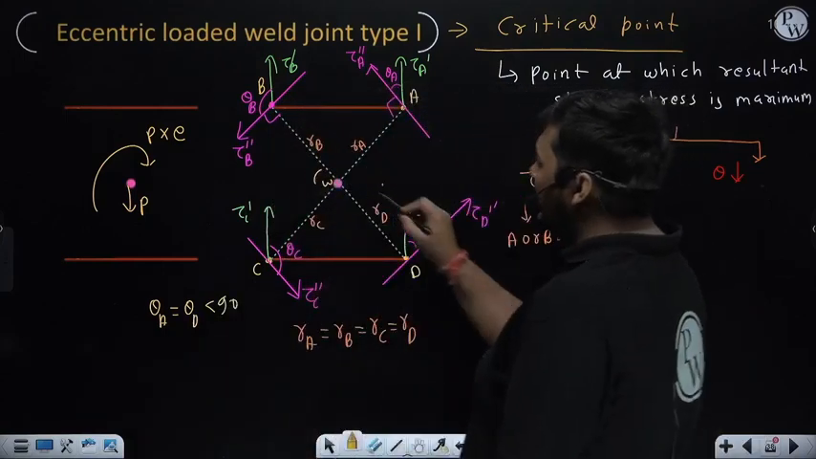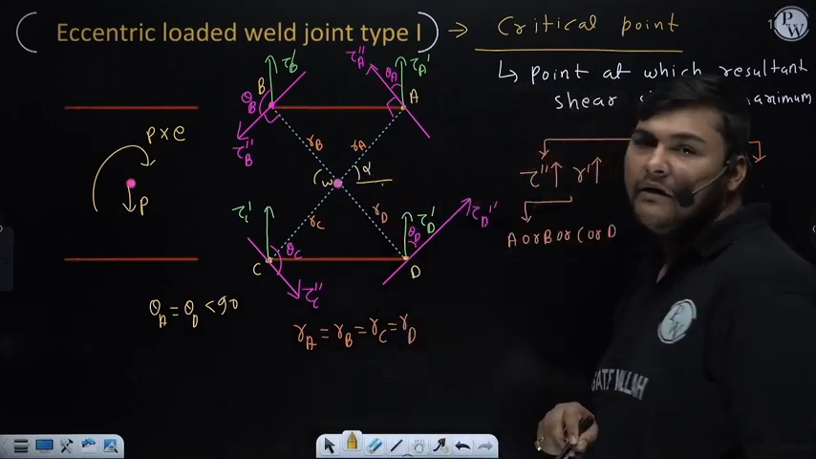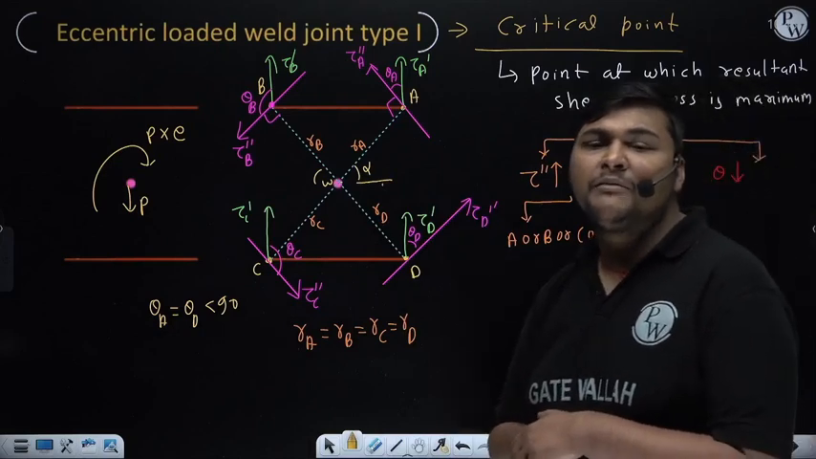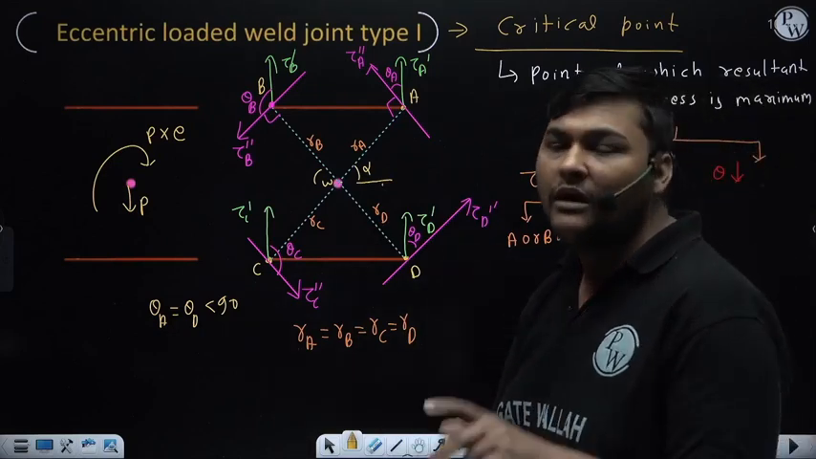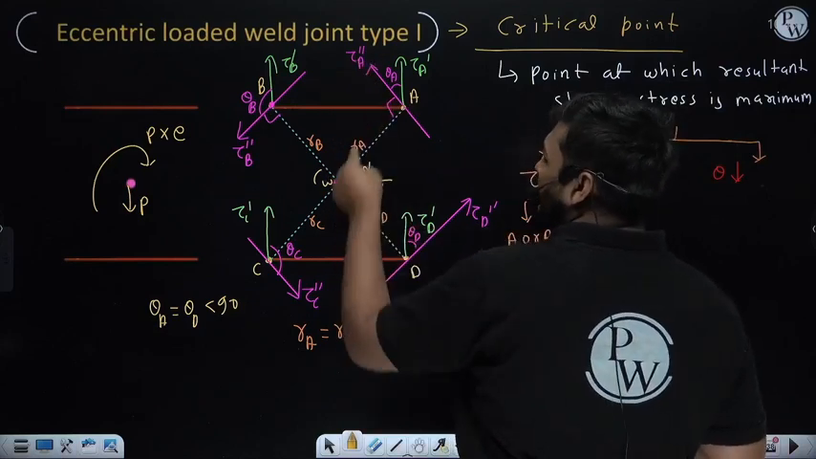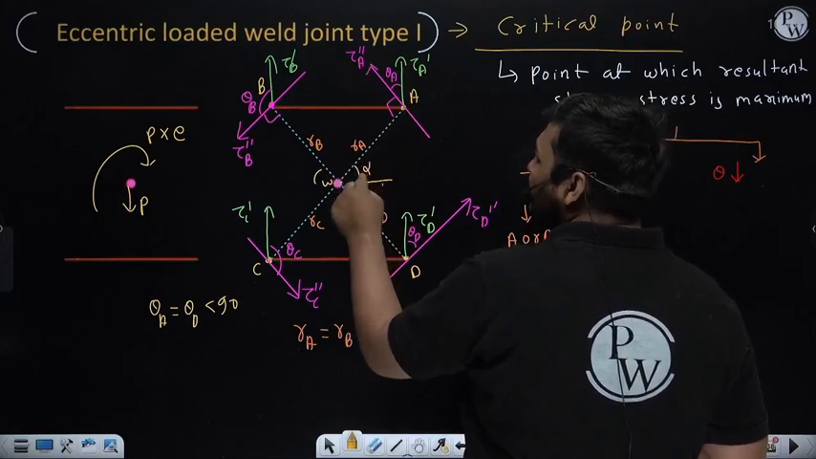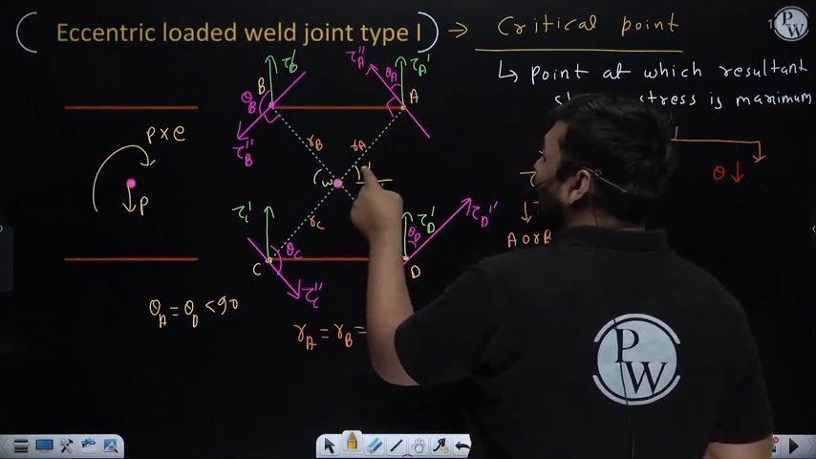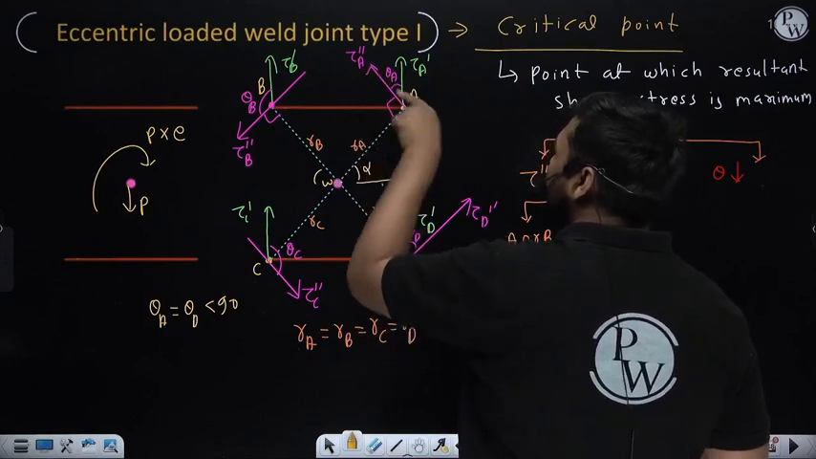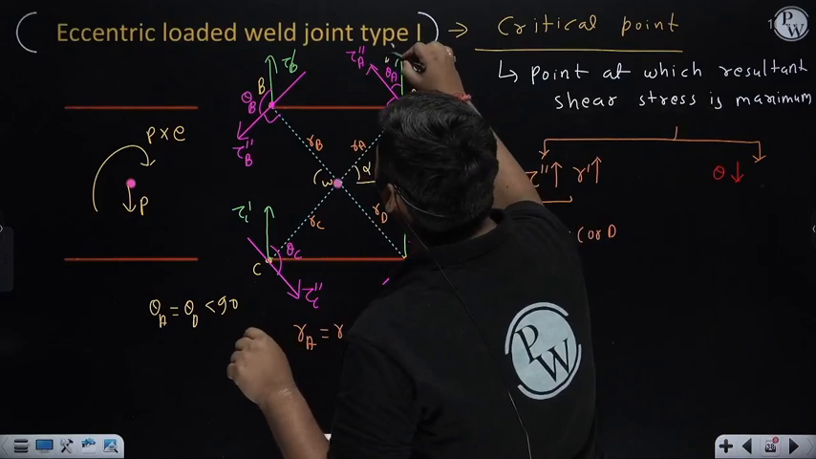Suppose this angle is alpha, just for understanding. Now if the angle between two lines is alpha, the smaller angle between their perpendicular lines will also be alpha. So the line which is perpendicular to this line is this, and the line which is perpendicular to horizontal is this, means this angle will also be equal to alpha.